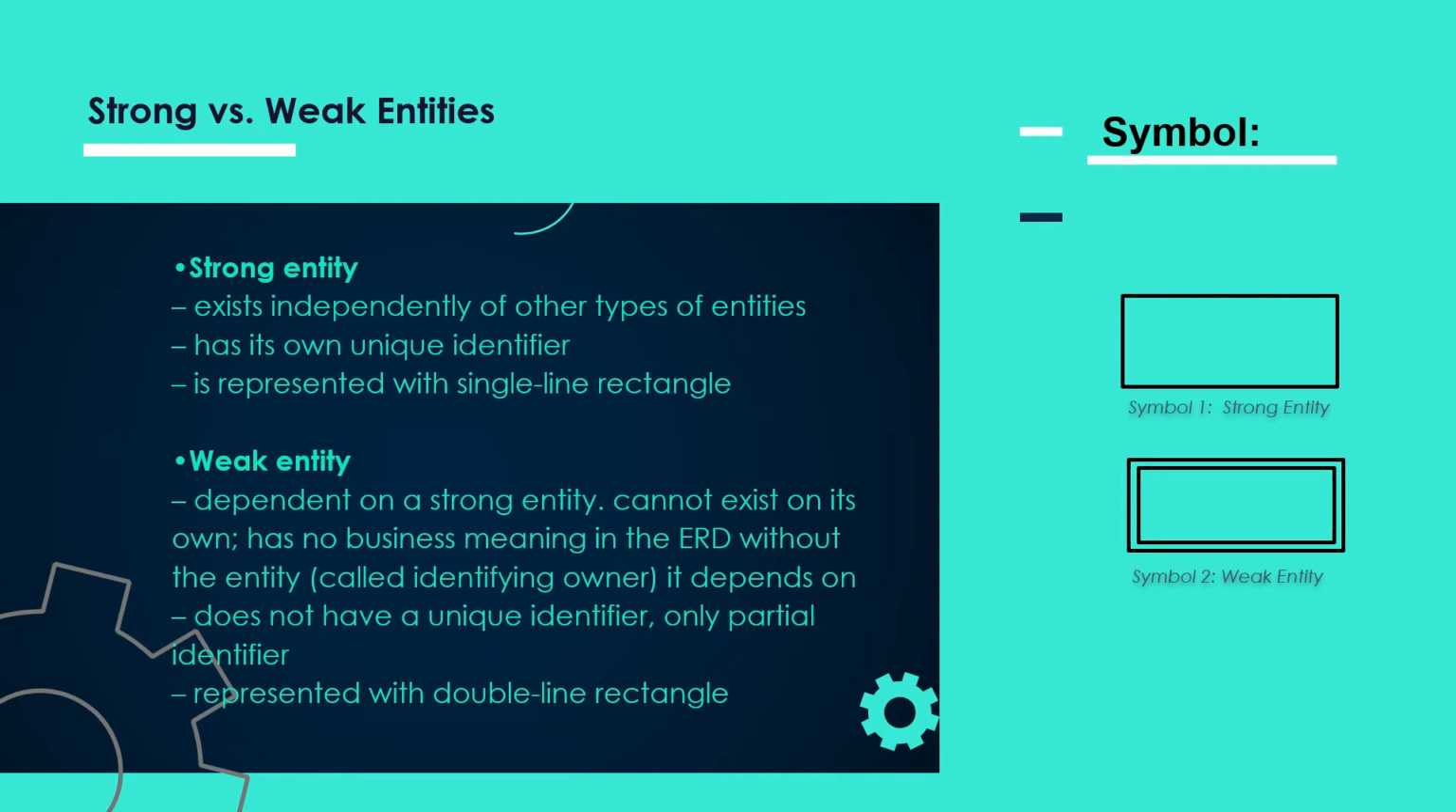A strong entity exists independently of other types of entities. It has its own unique identifier, which is the primary key. Later on, we will discuss what a primary key is. It is represented by a single line rectangle. A weak entity is dependent on a strong entity. It cannot exist on its own, and it has no business meaning in the ERD without the entity. It does not have a unique identifier, only a partial identifier, and it is represented by a double line rectangle.